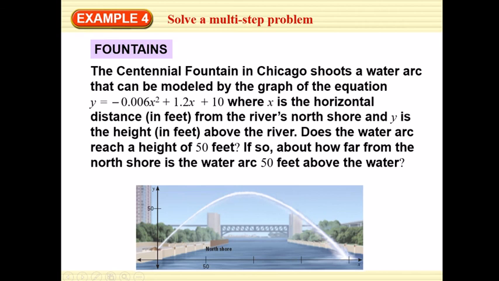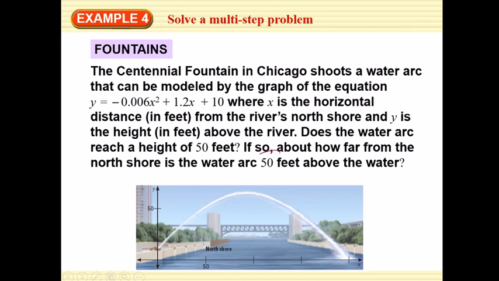Alright, here in example 4. The Centennial Fountain in Chicago shoots a water arc that can be modeled by the graph of the equation y equals negative 0.006 x squared plus 1.2x plus 10, where x is the horizontal distance in feet and y is the height in feet above the river. Alright, so does the water arc reach a height of 50 feet? If so, about how far from the north shore is the water arc 50 feet?